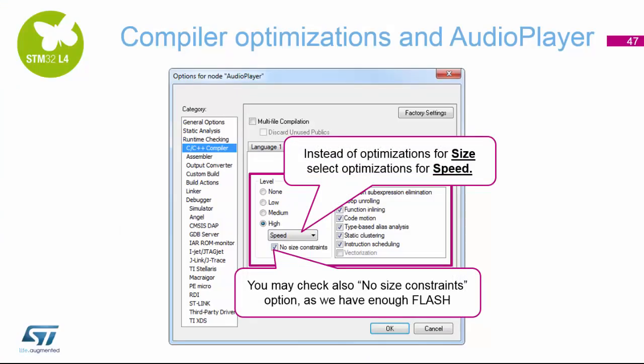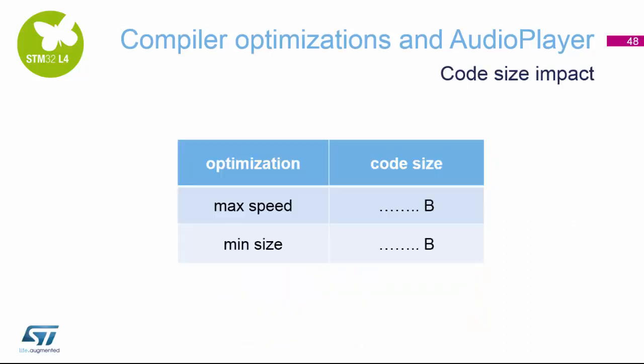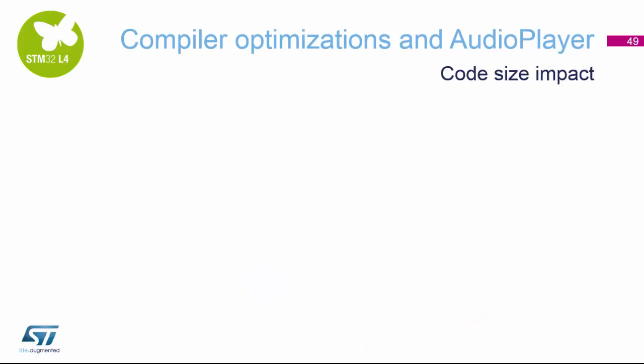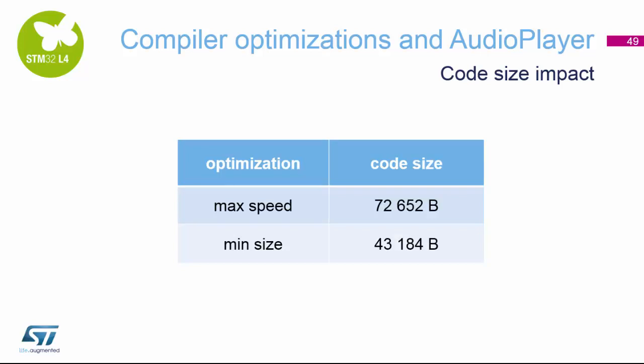So by changing the option from size to speed, we've improved our current consumption, but this will have a negative impact on our flash consumption. So there is a tick box there to say that there is no size constraints for the flash. So that means you've got a device that's got plenty of flash, because the code impact of switching from speed to size can be quite significant.